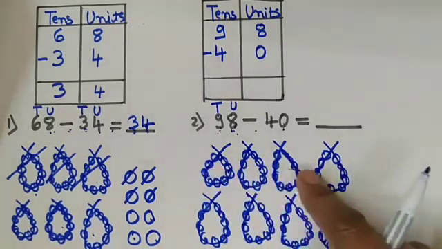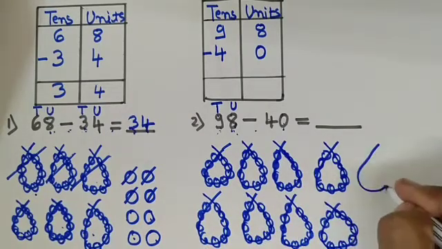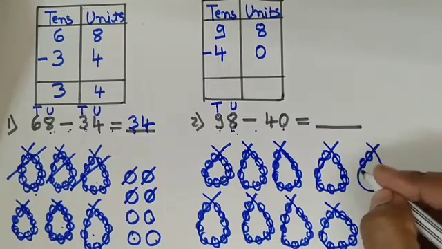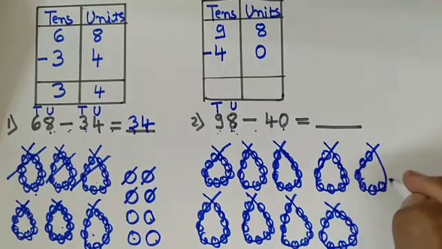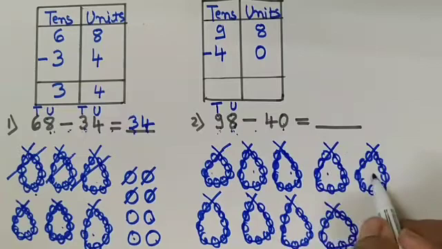One, two, three, four, five, six, seven, eight. One more we have to draw. One, two, three, four, five, six, seven, eight, nine, ten. Now we have drawn one, two, three, four, five, six, seven, eight, nine.